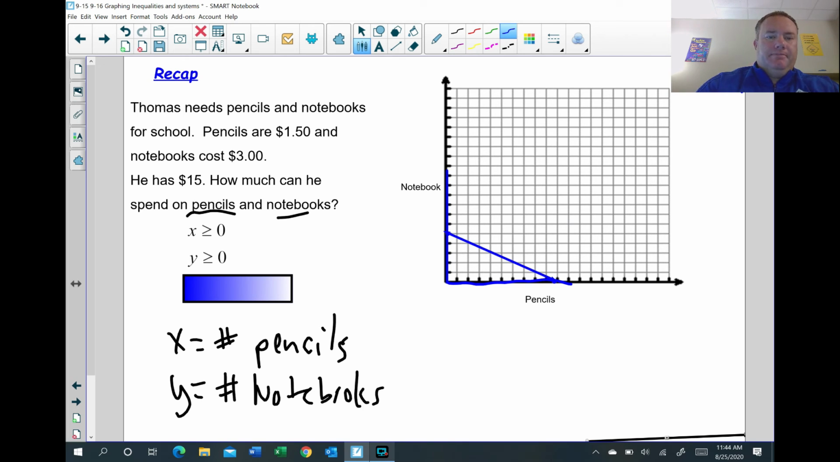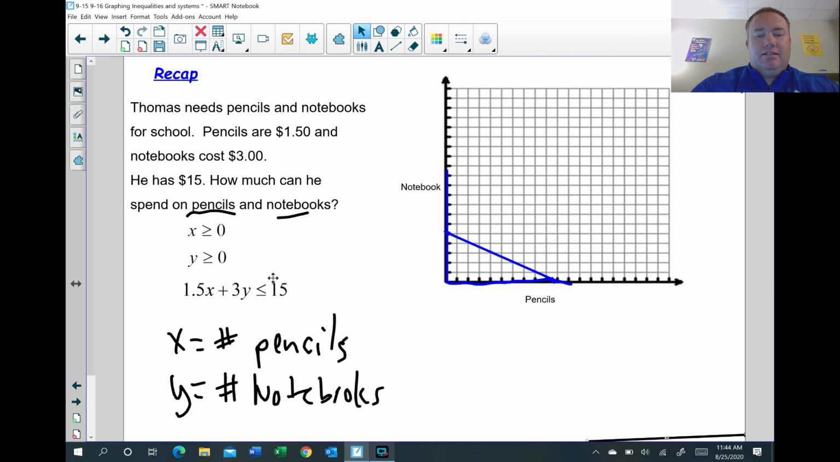So from there, as we talked about before, if you're writing the inequality, and we're looking at something like this, pencils are $1.50, notebooks cost $3. So $1.50 times the number of pencils plus $3 times the number of notebooks has to be $15 or what? Can you have more than that or you have less? Well, think about it. You can really have just less than or equal to. You can only spend up to $15.